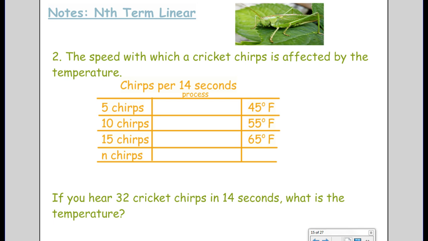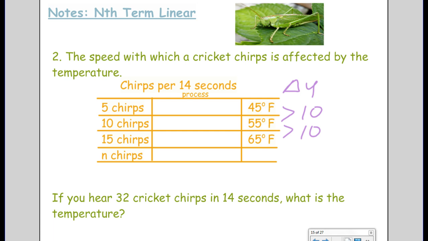All right, so what do we do first? Delta y. We're going to subtract. Change in y. What's the change from 45 to 55? 10. 55 to 65? 10. That's good. That means it's linear.